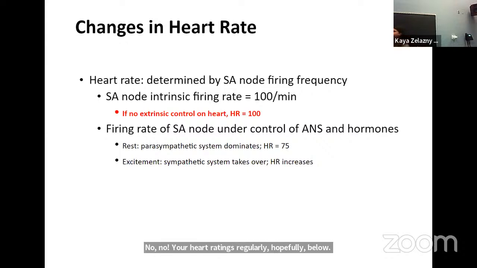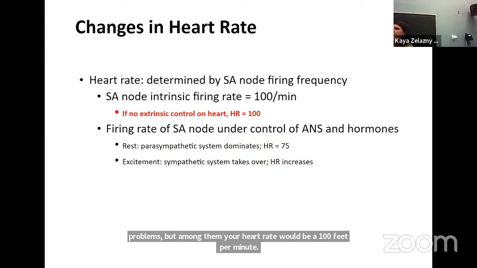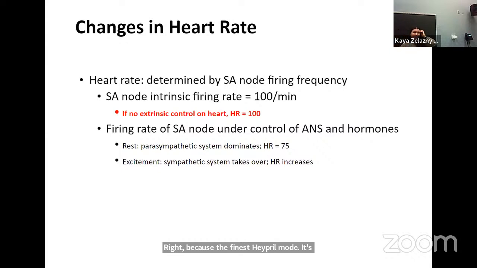So this already is a sign that most of the time you do have extrinsic control affecting your heart rate, right? If you had no nerve going to your heart, that would cause other problems, but among them, your heart rate would be 100 beats per minute, because the sinoatrial node's intrinsic rhythm is 100 beats per minute. Okay. However, your heart rate is not at 100 beats per minute right now, hopefully, because your parasympathetic nervous system, the rest and digest part of your autonomic nervous system, is usually dominant, right?